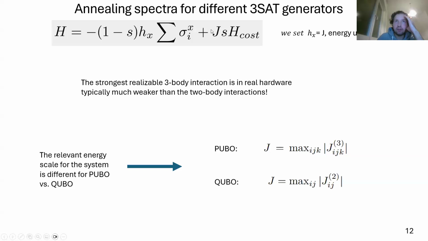But for this J, we have to differentiate between the PUBO and the QUBO formulation. So this is the energy scale of the system, which usually is different for PUBO and QUBO formulation, because the three-body interactions are usually much weaker than two-body interactions, and so they set the relevant energy scale of the whole system. And if you have a QUBO, you only need to consider the two-body interactions, and then the two-body interactions set the relevant energy scale.